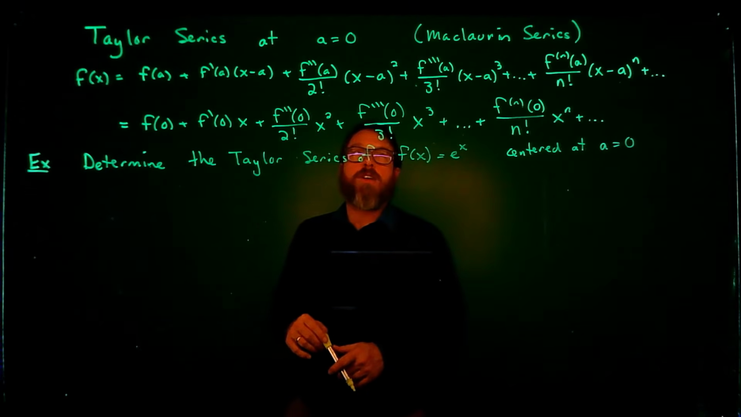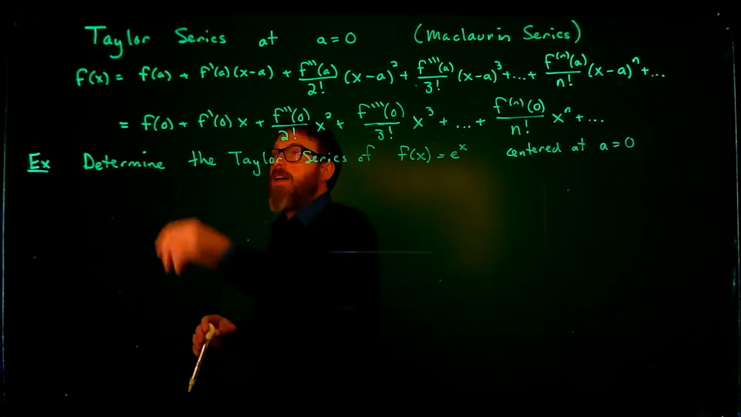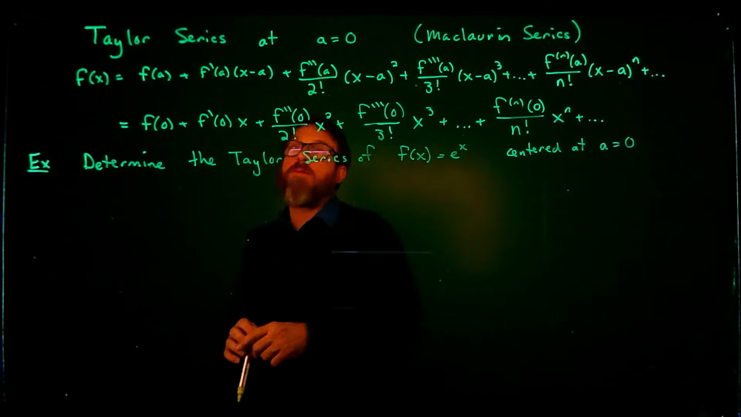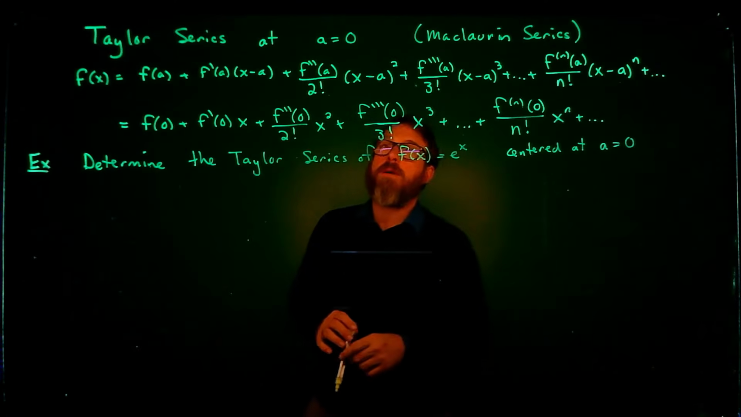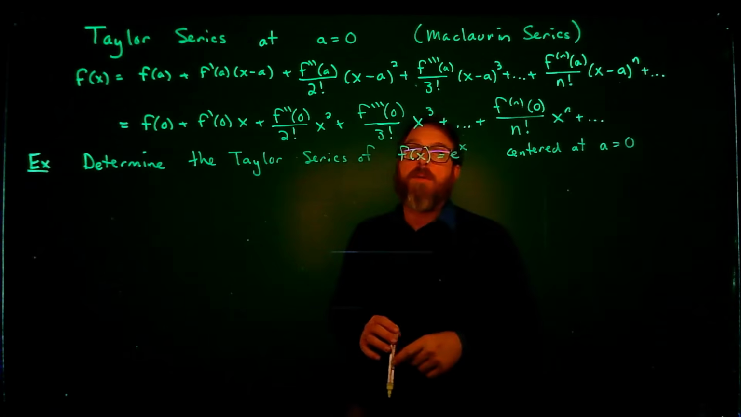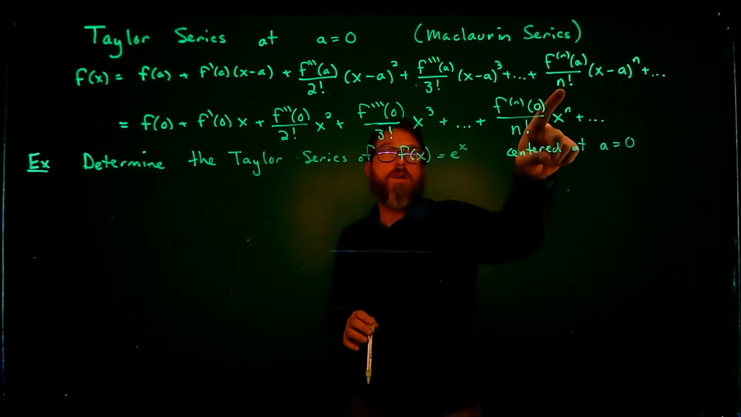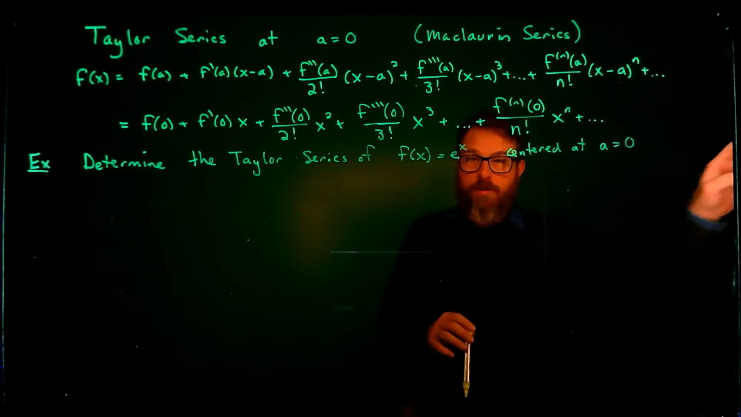Today we're going to cover Taylor series, in particular centered at a equals 0, which is really the Maclaurin series. The Taylor series of f of x can be written as f of a, plus f prime of a times x minus a, plus f double prime of a over 2 factorial times x minus a squared, plus f triple prime of a over 3 factorial times x minus a cubed, all the way up to the nth derivative of a over n factorial times x minus a to the n, and so on forever.